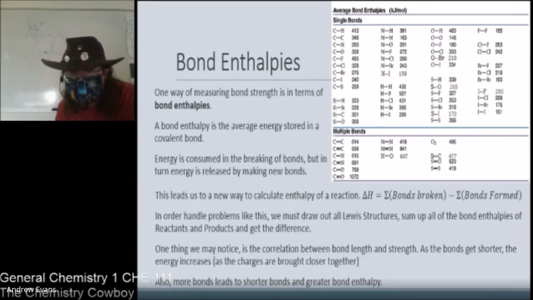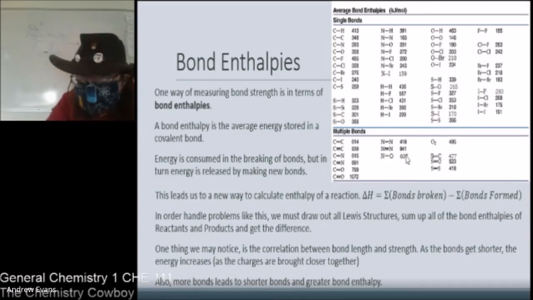What we're going to look at here is the sum of all the bonds broken minus the sum of all the bonds formed. And the net change will be the energy produced. If this number is negative, there's energy produced. If this number is positive, energy is consumed. So we can sum up all these. But in order to do this, we're going to have to draw out all the Lewis structures for the relevant reaction.